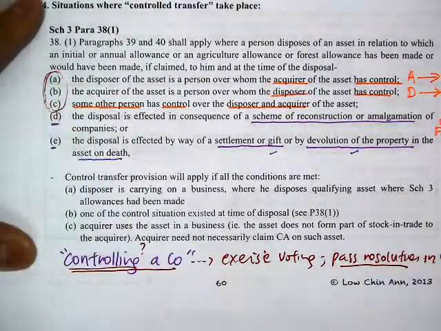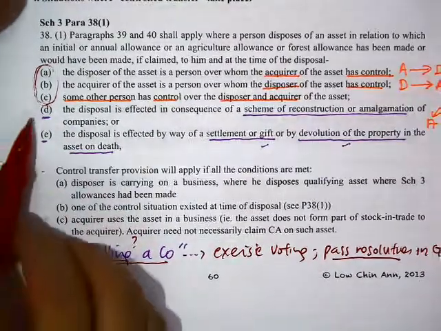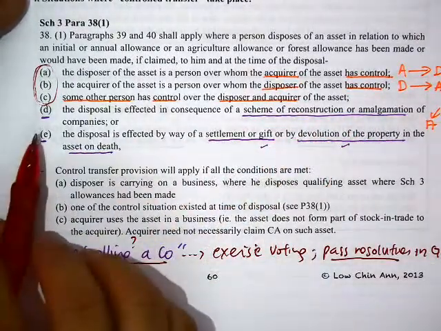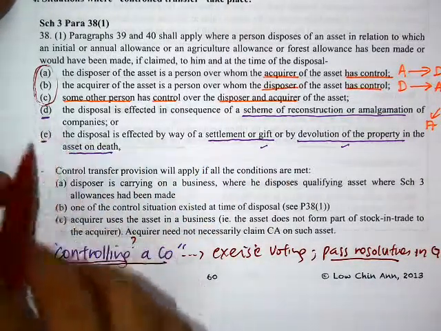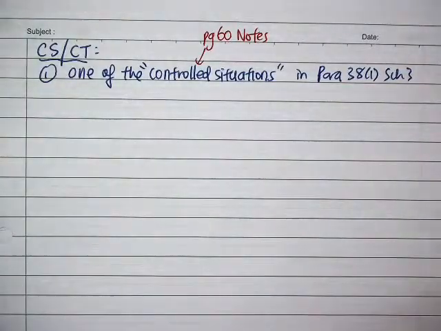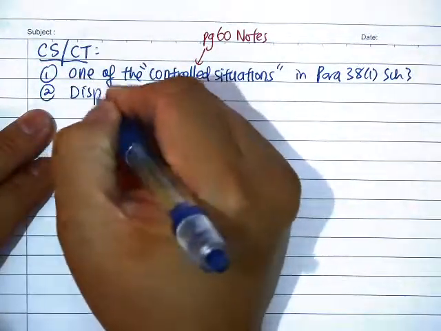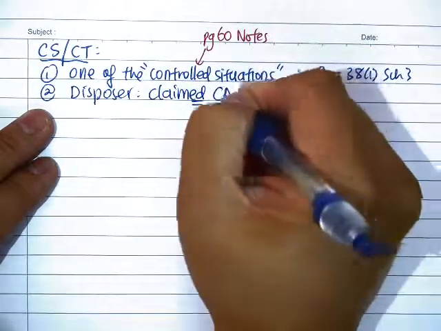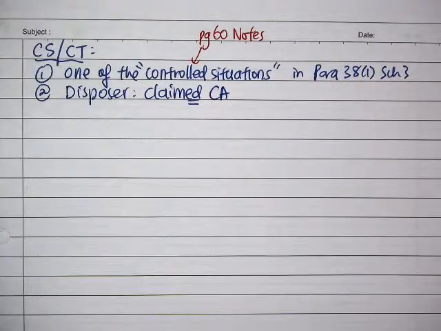Okay. Now, besides the issue about control, like you control me, I control you, or we are controlled by another person, it can also be D, a scheme of reconstruction, amalgamation, or it can also be E, a settlement, devolution of asset on death. Now, this can also be control sale. Okay. Now, you just need one of these situations inside, then it's a control situation. Okay. Now, then number 2. The disposer must have claimed CA. You must have claimed the CA on the asset. Okay, you must have claimed CA.